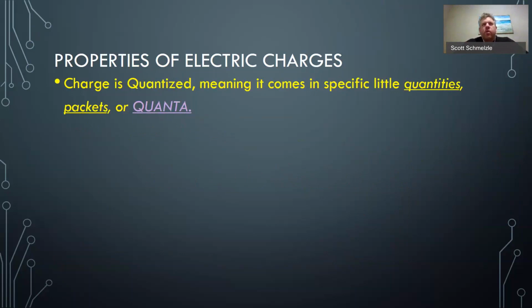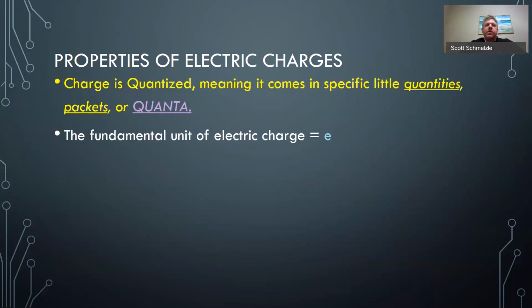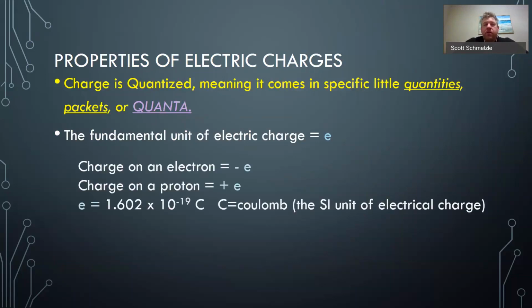Charge is quantized, meaning it comes from specific little quantities, packets, or quanta, right? Quanta becomes a nice word for us because that's how we describe these little groups of charges. The fundamental unit of electric charge is a lowercase e. I know that seems weird, but that's the one we use for that fundamental beginning part of it. The charge of an electron is negative e. The charge of a proton is positive e. So it's 1.602 times 10 to the negative 19 coulombs. The charge of an electron is negative 1.602 times 10 to the negative 19. The charge of a proton is positive 1.602 times 10 to the negative 19. The charge of a neutron is 0 coulombs.